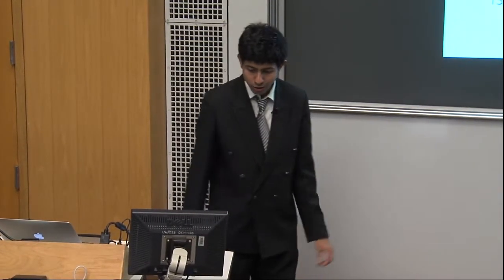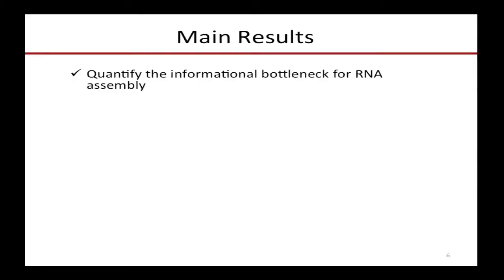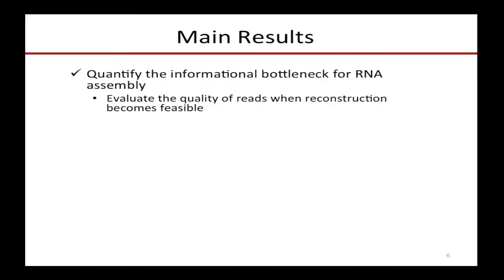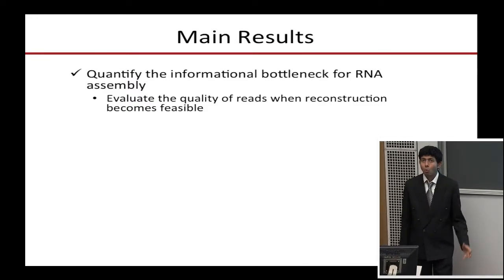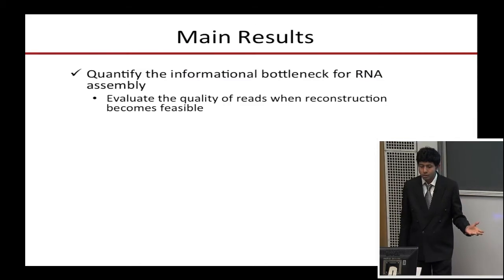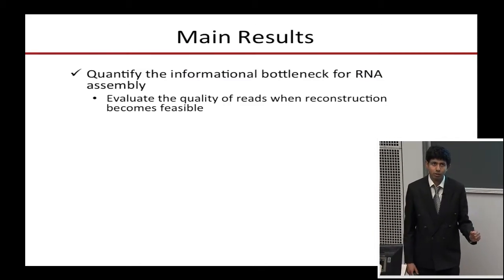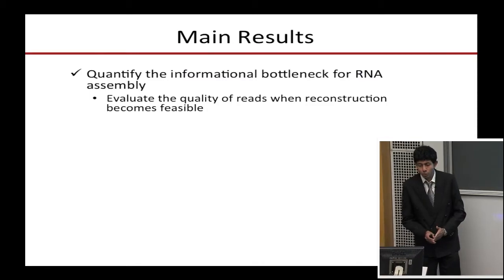Or maybe it's neither. Maybe there is no informational bottleneck and no computational bottleneck, and a smarter algorithm can actually reconstruct them more accurately. So this is the question we asked, and here are our main results. We first quantified the informational bottleneck for RNA assembly using techniques from information theory, and then evaluated the quality and quantity of reads at which reconstruction becomes feasible. So when do you have enough information to do reconstruction?